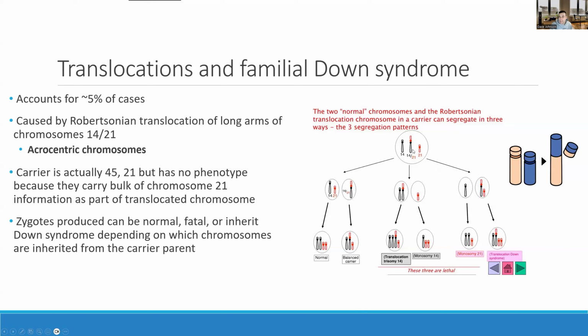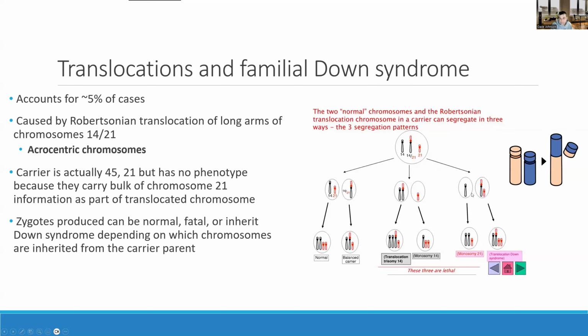Sometimes you get 14 and the translocated chromosome going one way. Then when it fuses, you get what's called a translocation trisomy. So you've got chromosome 14, the Robertsonian chromosome, and then 21. This is too much. This is called a translocation trisomy. This is lethal. Or you get just chromosome 14 and 21 going, and only chromosome 21 goes in this case. This is a monosomy 14 or monosomy 21. No good. This is not compatible with life.